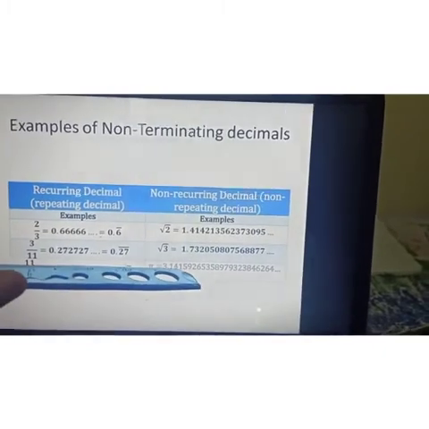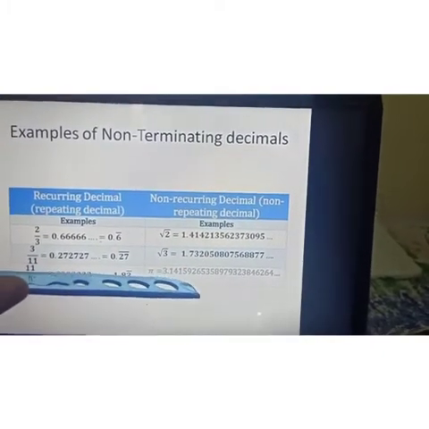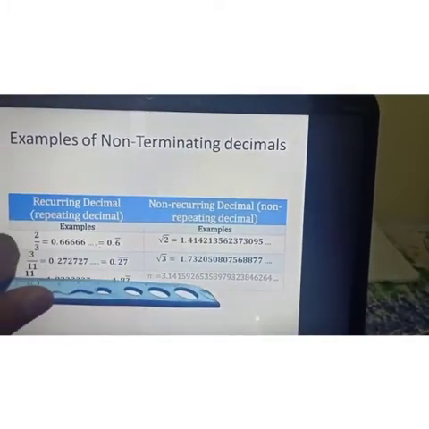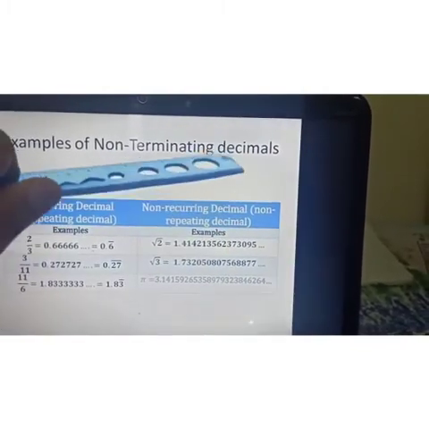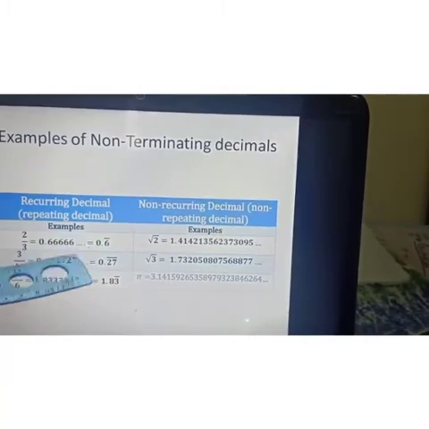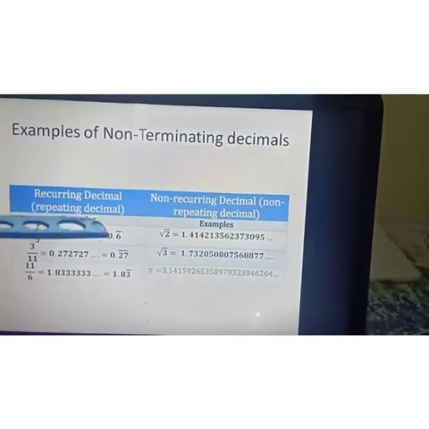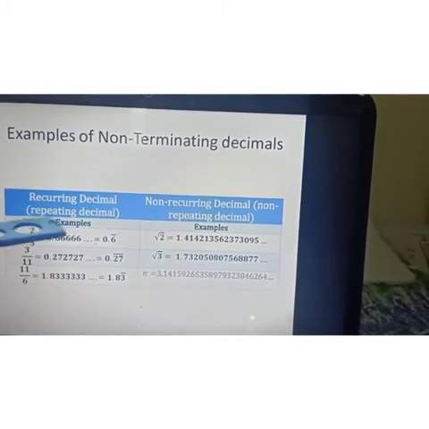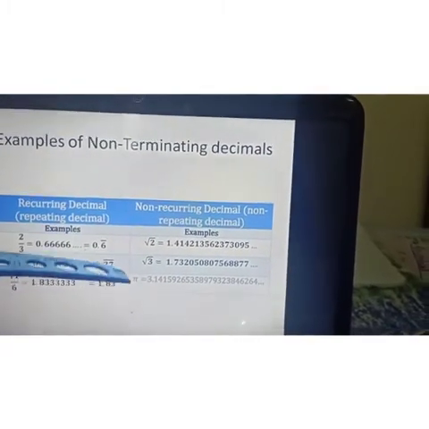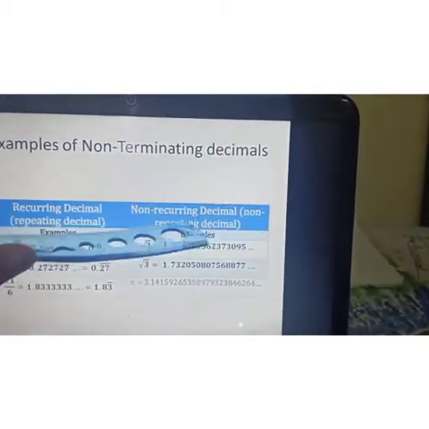The value of pi is 3.1415. Here also the digits are not repeating and the remainder is not 0. That's why these are all examples of non-terminating non-repeating. These other ones are examples of non-terminating repeating. That's why this is a category of rational numbers, and these are the categories of irrational numbers, right?